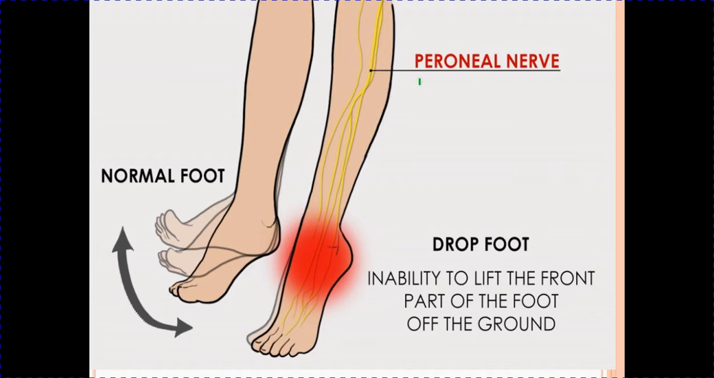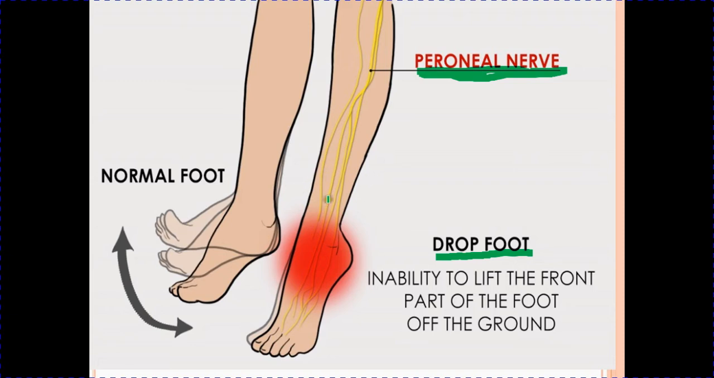Now, whenever there is injury to the peroneal nerve, because it is lying in a very superficial area, it winds around the neck of the fibula, which is a vulnerable position. So if there is injury to the peroneal nerve, there is development of a condition which is called foot drop. Foot drop is actually inability to lift the front part of the foot off the ground, meaning inability to perform dorsiflexion.